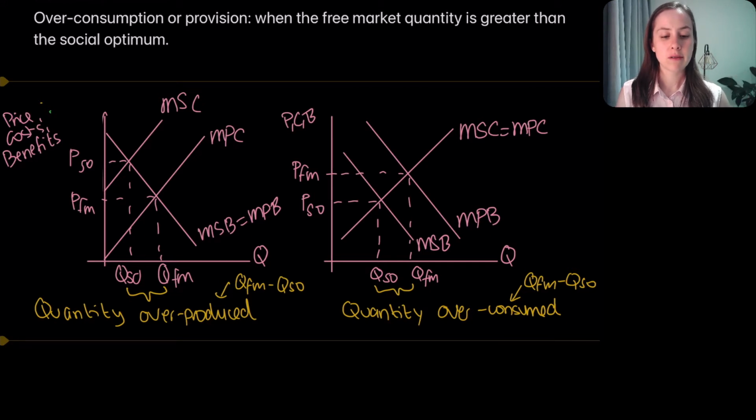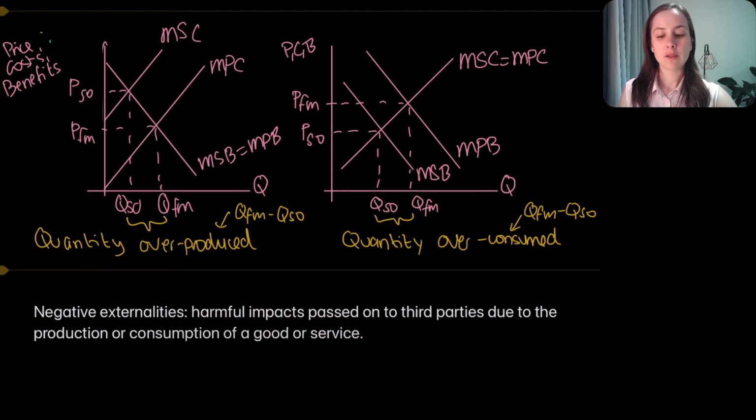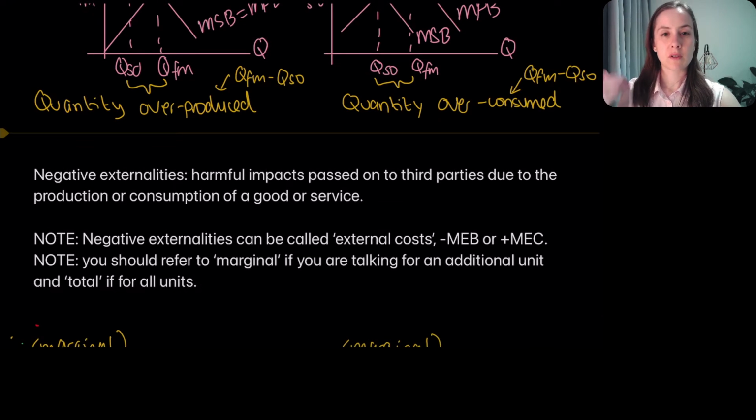Here I've got a graph. I've got on the left the negative production externality graph. That leads to the free market quantity, QFM, being higher than the social optimum. So the difference between them is the overproduction. On the right, we've got the negative consumption externality graph, and that leads to QFM again being higher than the QSO. There is overconsumption, and the quantity overconsumed is QFM minus QSO, it's a quantity.